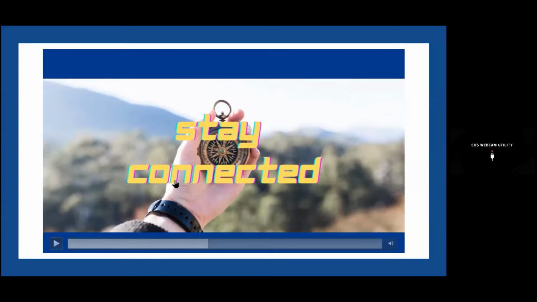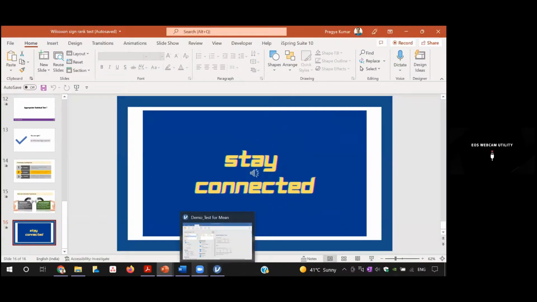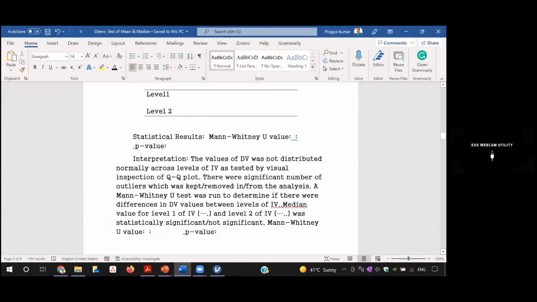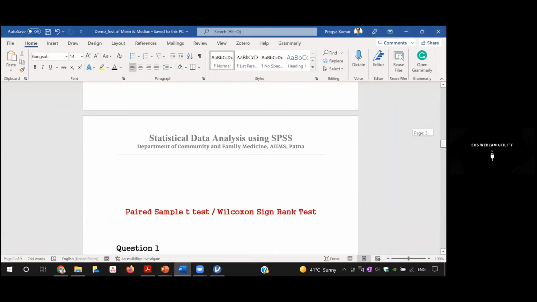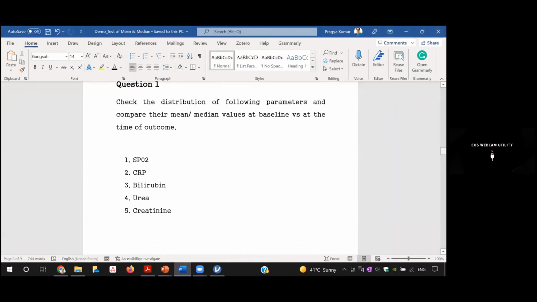So now let's go to the demonstration. So the question which I have to demonstrate is that I have to check the distribution of the following parameters and compare their mean and median values at baseline and at the time of outcome, meaning at the time of discharge or death. So these are the 5 values: SpO2, CRP, bilirubin, urea, and creatinine.